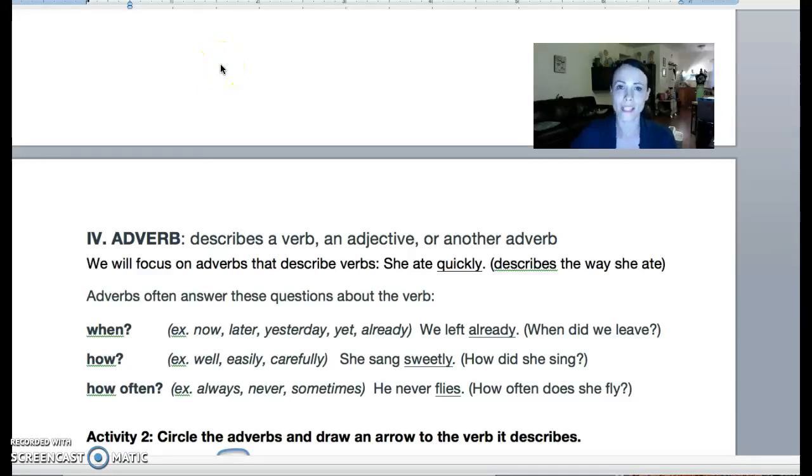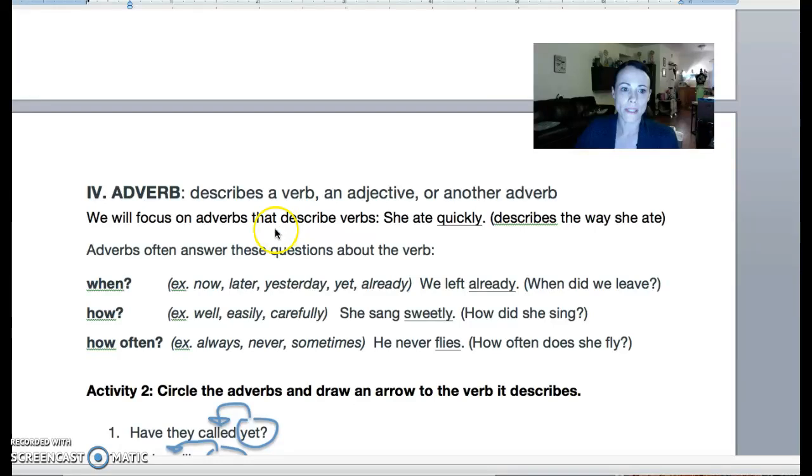So by now, you have heard that an adjective describes a noun or pronoun in a sentence. So now we're going to move on to our second kind of modifier, our second kind of word that describes things in a sentence, and that is the adverb. Now, an adverb does not describe a noun or a pronoun in a sentence. An adverb describes a verb, or an adjective, or another adverb. The most common thing that an adverb can do is describe a verb. So we're really going to focus on that right now.